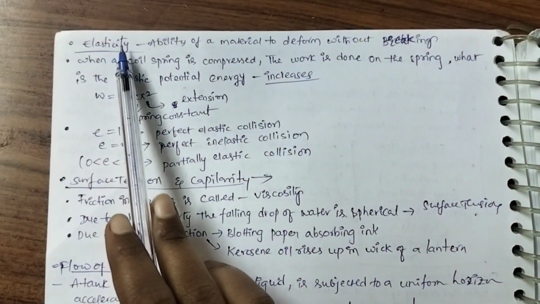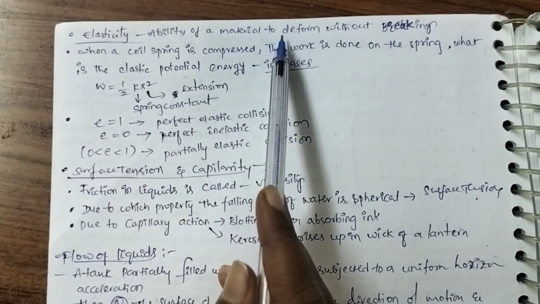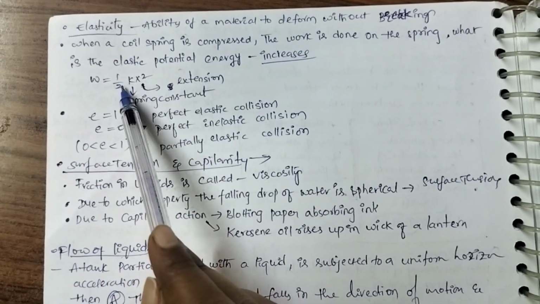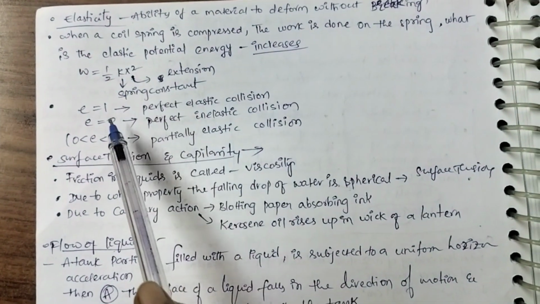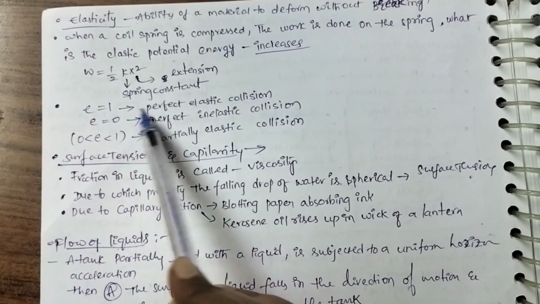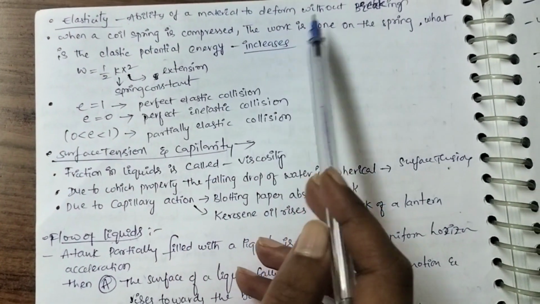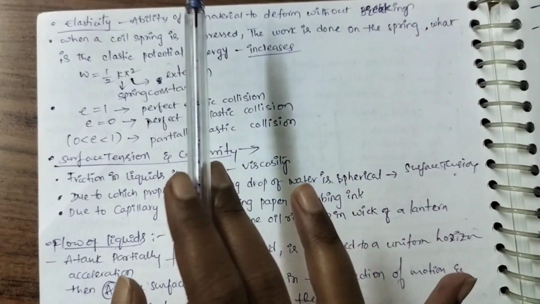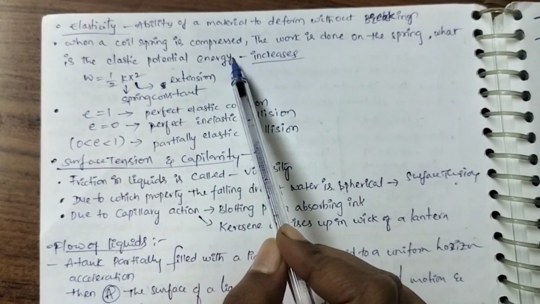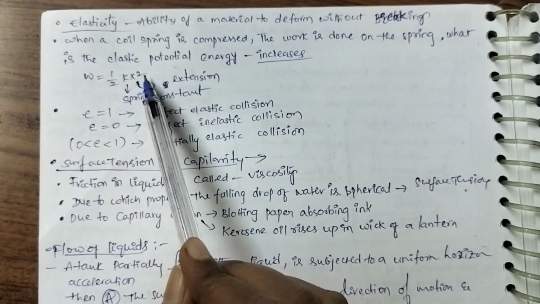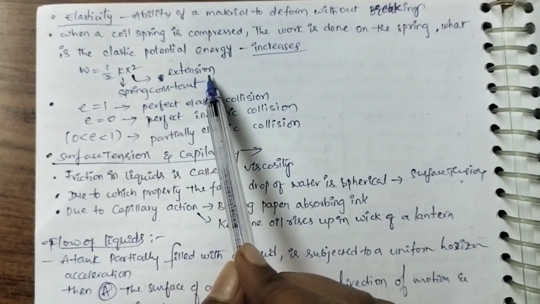Next term is elasticity. Elasticity is the ability of a material to deform without breaking. W is equal to half kx square. Here k is a spring constant. When a coil spring is compressed, work is done by the spring, and the elastic potential energy will always increase. Here k is the spring constant, x is extension.